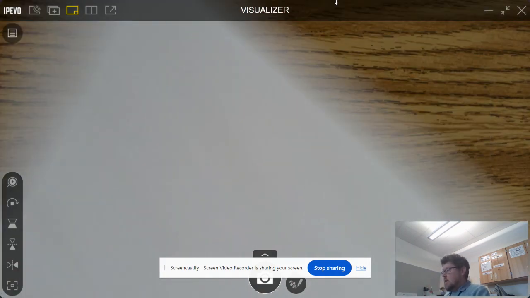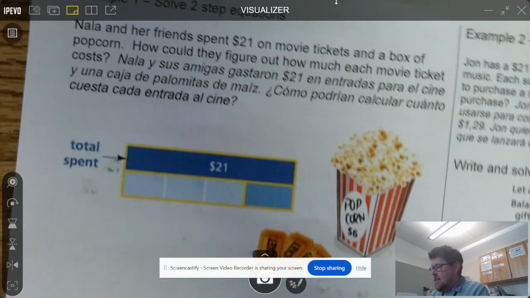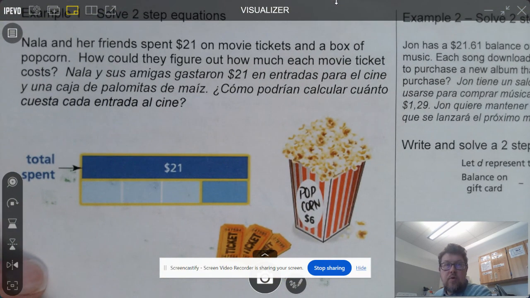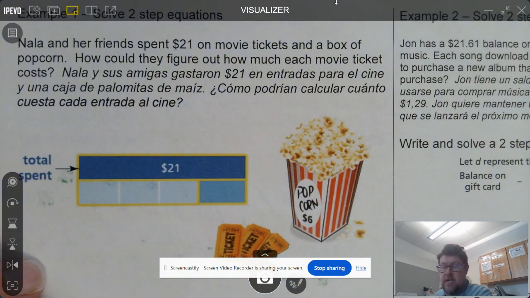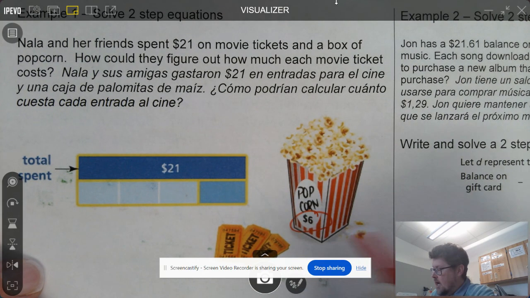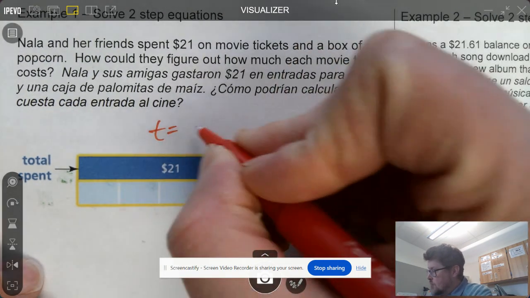Okay. So Nala and her friends spent $21 on movie tickets and a box of popcorn. How could they figure out how much each movie ticket costs? I got the price of the popcorn as 6. I'm going to say T equals price of ticket.